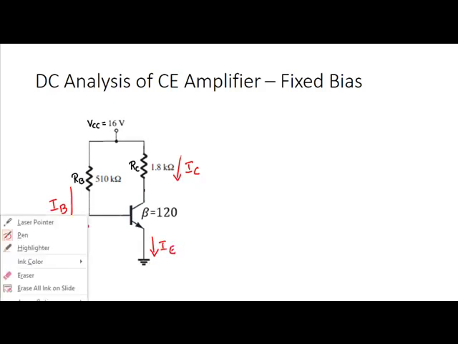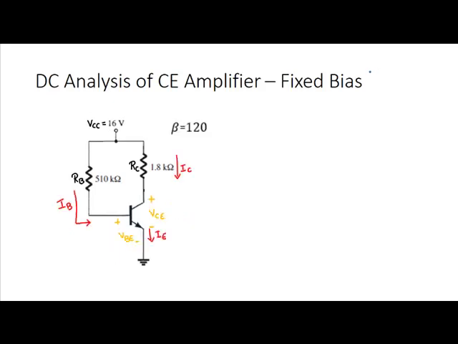Let me also mark the different voltages with appropriate polarities. The voltage across the collector and emitter terminal is VCE. So the voltage is plus minus with this polarity. So this is VCE, and the voltage that appears across base emitter terminals is VBE with this polarity. And let's assume this as silicon transistor, so that VBE is around 0.7 volt.